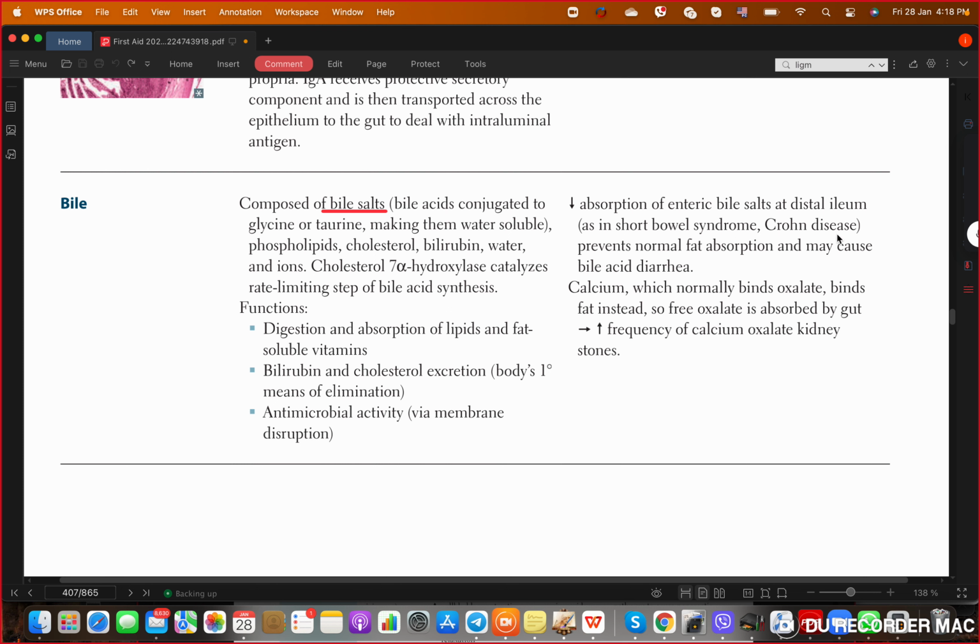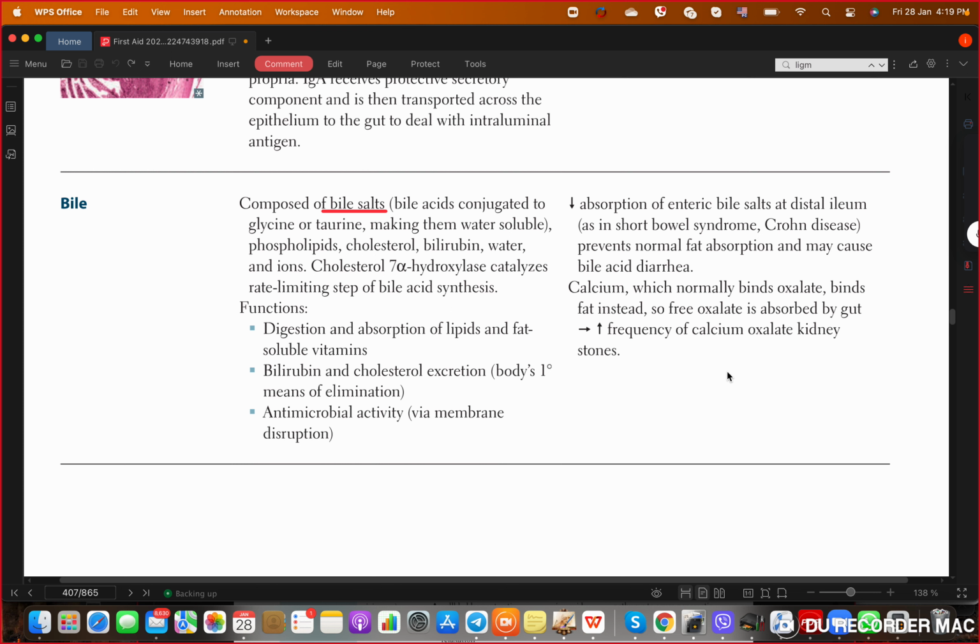So if the patient has short bowel syndrome or Crohn's disease, can he reabsorb them? No. If he cannot reabsorb them, can he make new bile? We need to make new bile though. The body has to make new bile. But if he does not have bile salt, no bile salt, so?